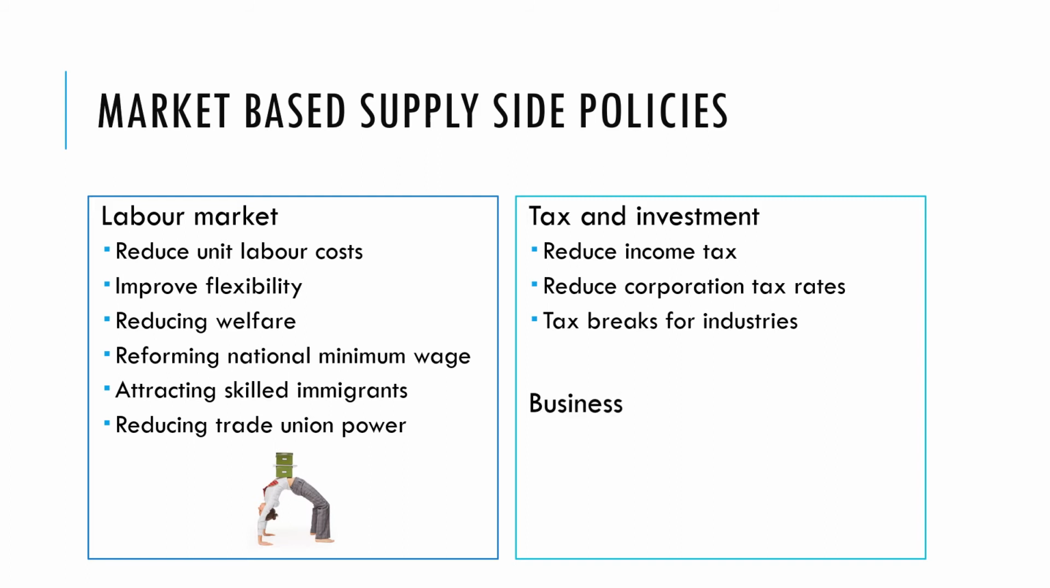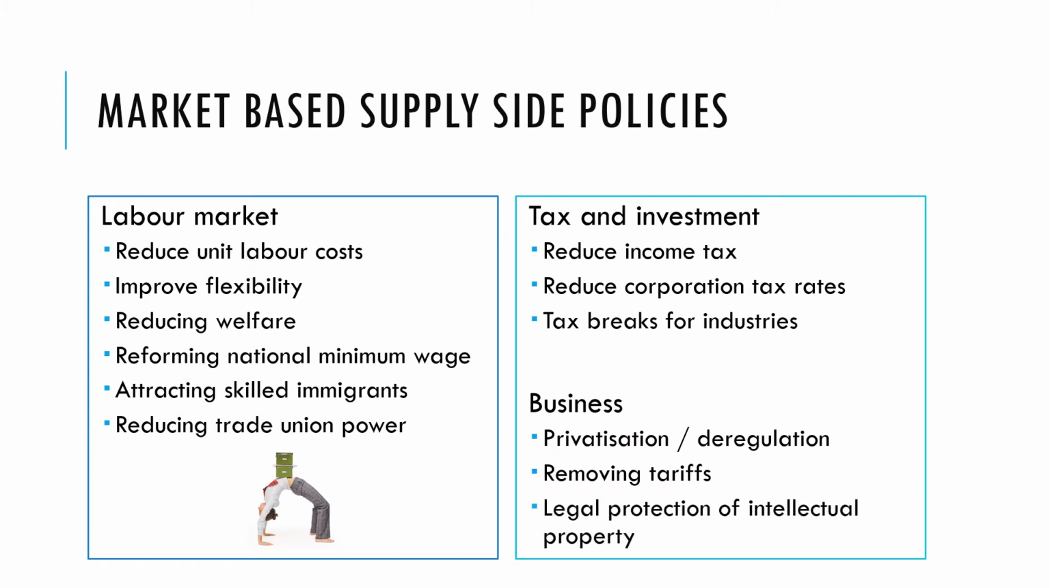And lastly, we have some market-based supply-side policies that are related to business. Privatizing businesses or deregulating businesses, removing the rules and restrictions as to what they can do, would potentially encourage them to produce more. Again, privatization, allowing private individuals to own businesses and pursue profits, would create an incentive for them to increase the scale of production. Removing tariffs, again, would be an example, lowering costs to businesses. And ensuring that if businesses do come up with good ideas, then those ideas are protected, because then we'll create an incentive for them to produce new ideas and produce more.